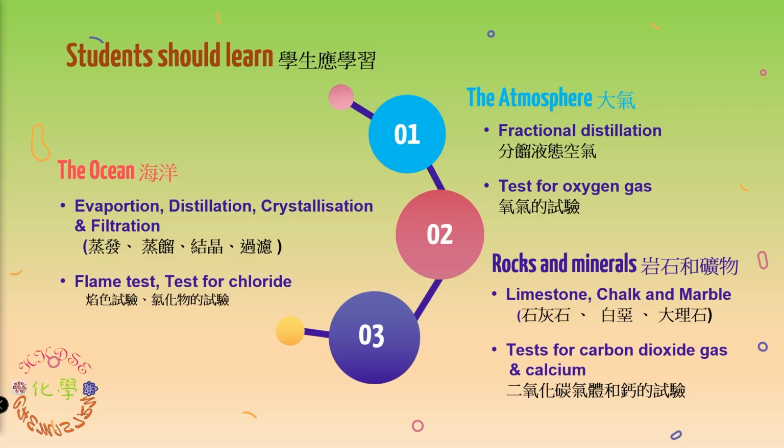The third chapter. Exploring the relationship between rocks and minerals, and how useful materials can be separated from minerals, showing that limestone, chalk, and marble are different forms of calcium carbonate, explain the causes and processes of rock erosion, and demonstrate how to test carbon dioxide gas and calcium in the laboratory.